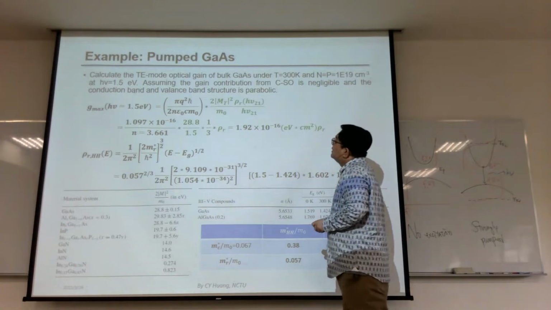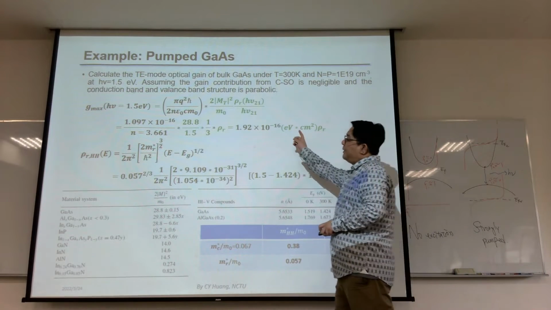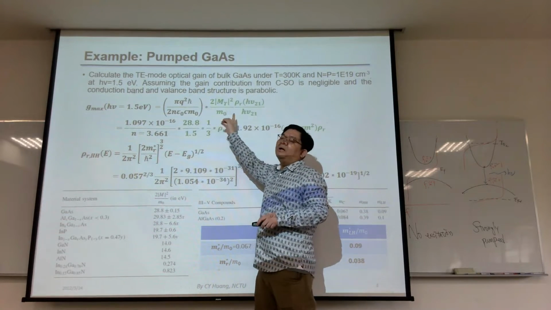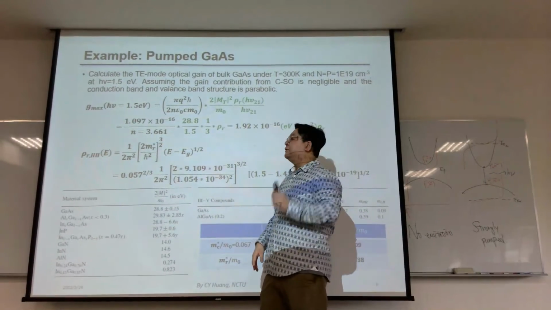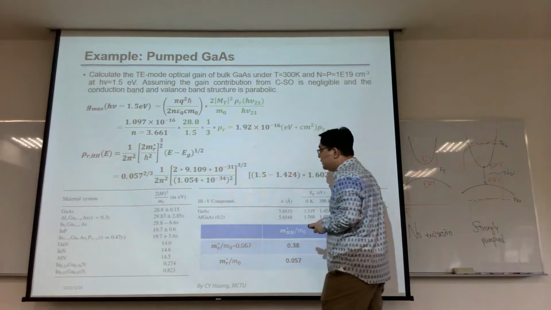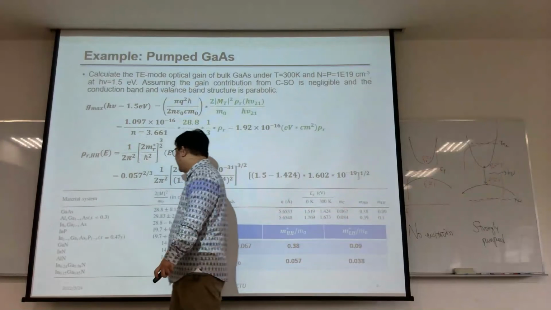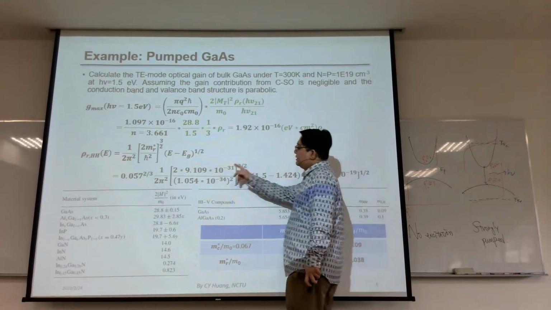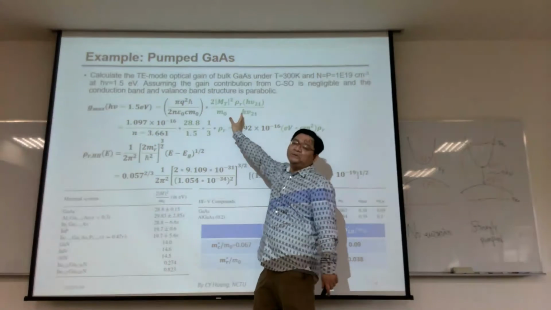Second, since it is a bulk material, the transition matrix element divided by the momentum matrix element is 1/3. Since it doesn't have any preference in direction, it should be in all directions, so 1/3. And the momentum matrix element for gallium arsenide is 28.8 eV. Okay, so it's just numbers. After putting that in, it doesn't look so difficult now.